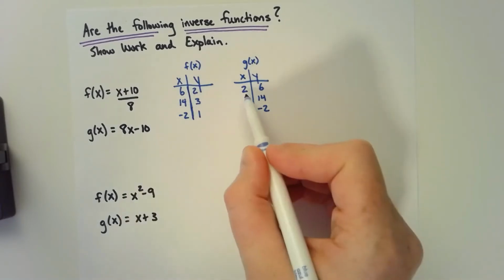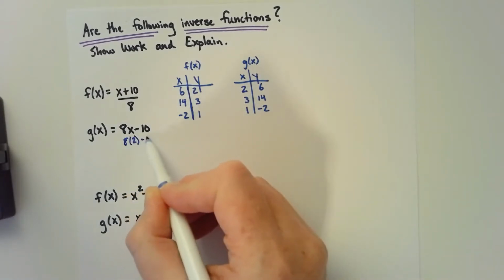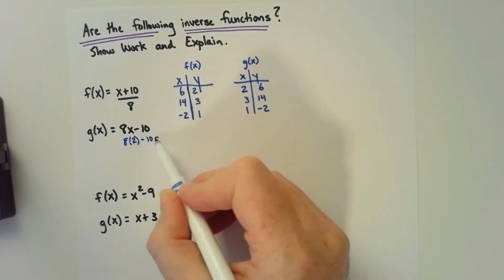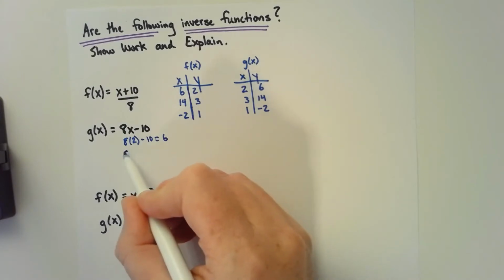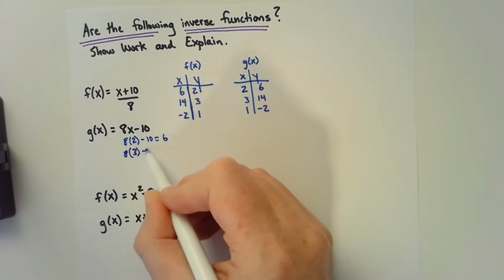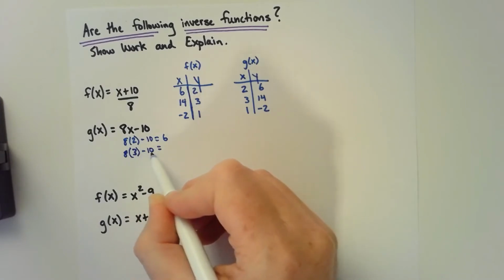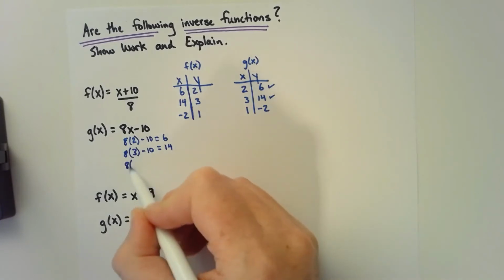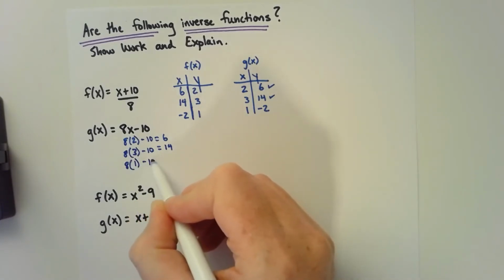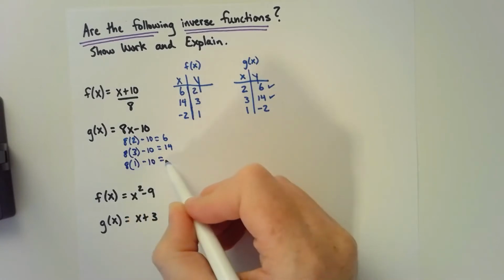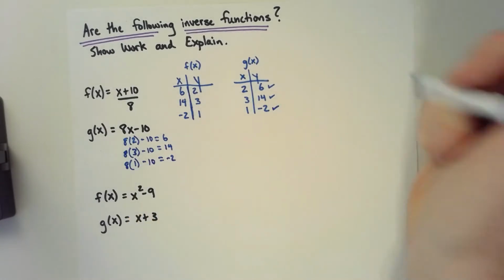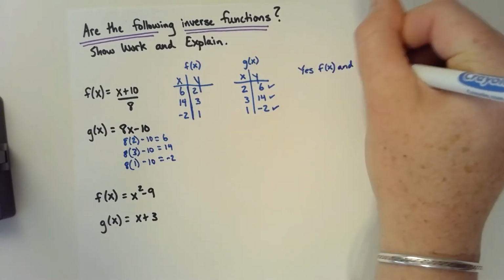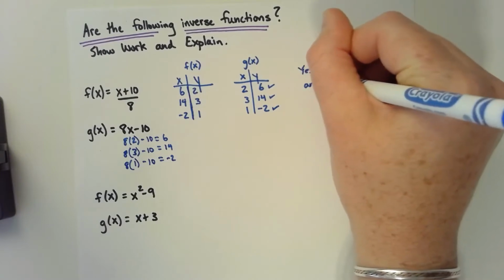So now I'm going to plug in the 2. So 8 times 2 minus 10, is that equal to 6? So that'd be 16 minus 10. That does equal 6. And then the next one would be 8 times 3 minus 10. So that's 24 minus 10. That does equal 14. So those both check out so far. And then 8 times 1 minus 10 would give me 8 minus 10 is negative 2. So that also checks out. So I would say yes, f of x and g of x are inverse functions.